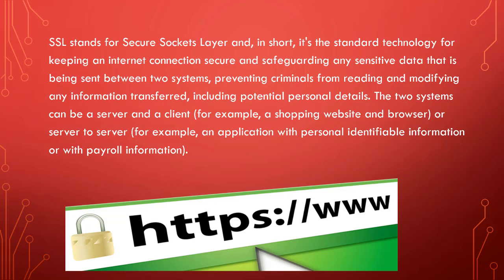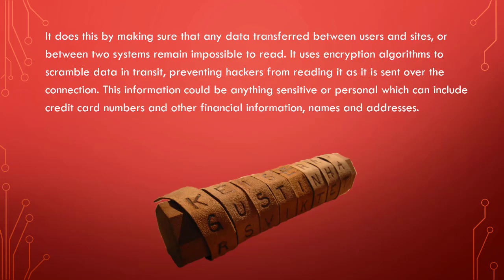It does this by making sure that any data transferred between users and sites, or between two systems, remains impossible to read. It uses encryption algorithms to scramble the data in transit, preventing hackers from reading it as it is sent over the connection. This information could be anything sensitive or personal, which can include credit card numbers and other financial information, names and addresses.